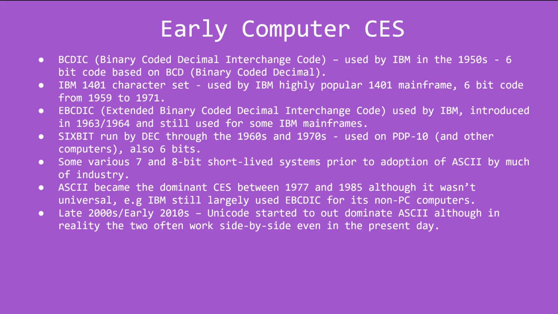And then there's EBCDIC, extended binary coded decimal interchange code, used by IBM. This was introduced in 63, 64, actually still used to this day on some IBM mainframes. I want to say their PCs and probably their minicomputers and such have all used ASCII. But yeah, you can see this, and there's also been a few other machines that have used it as well to keep it compatible with IBM.